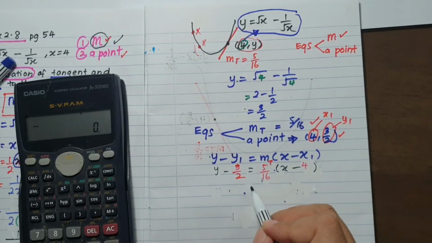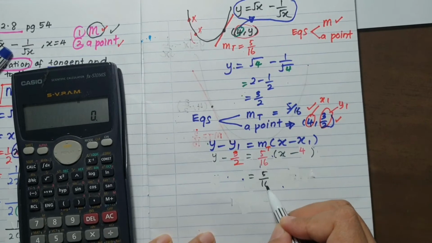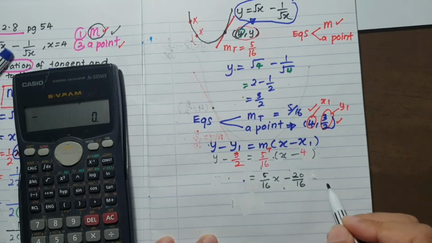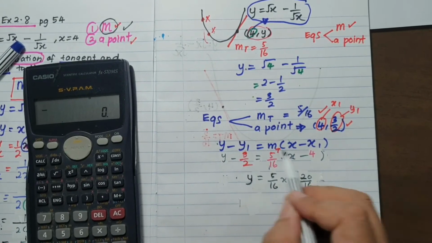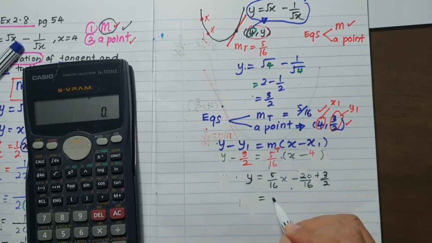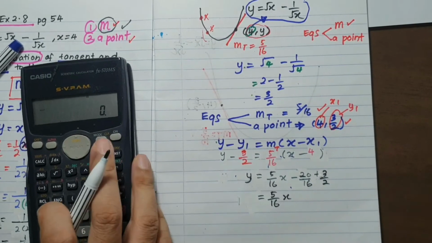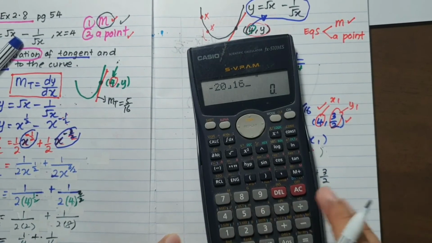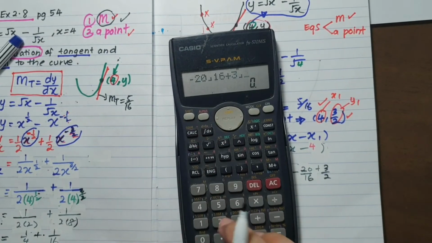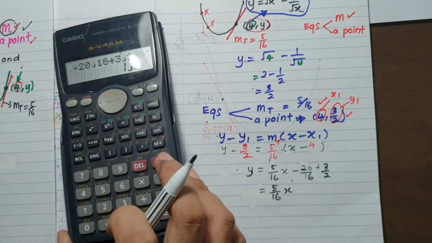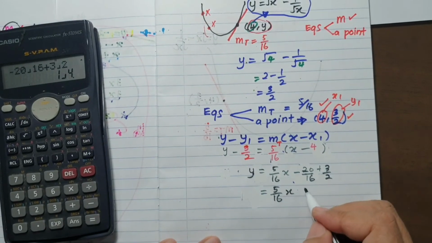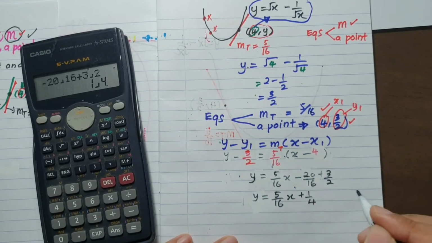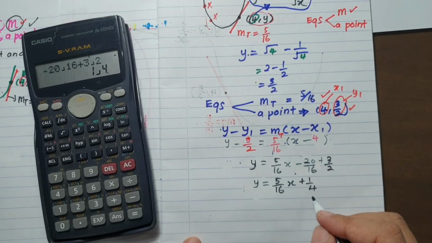Okay, then expand. 5 times 4, 20 over 16. Okay, this one is negative. Bring to the other side, it becomes plus 3 over 2. This one negative 20 over 16 plus 3 over 2. 1 over 4. Okay. Positive 1 over 4. Okay. So this is the final answer, right?